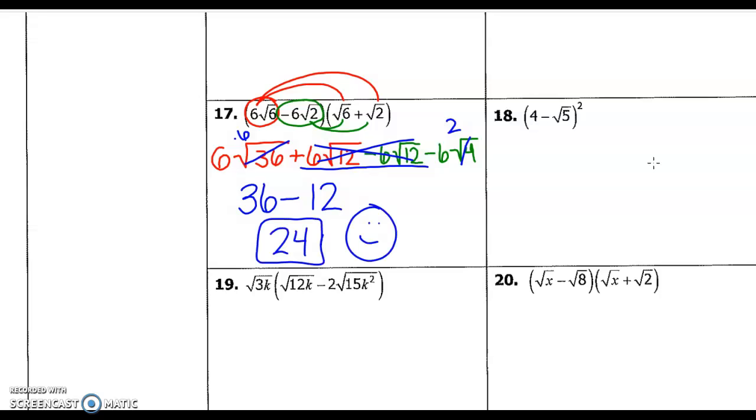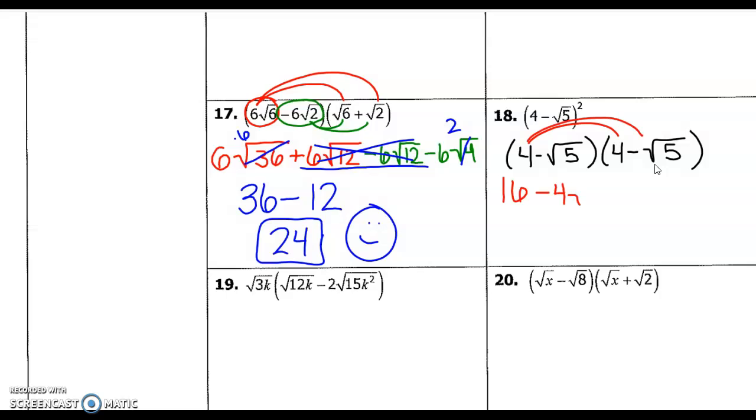All right, 18, I know that squaring means you multiply by itself, so I've got to do 4 minus radical 5 times 4 minus radical 5. So we go through. 4 times 4 is 16. 4 times negative radical 5 is -4 radical 5. Back through, negative radical 5 times 4 is -4 radical 5.